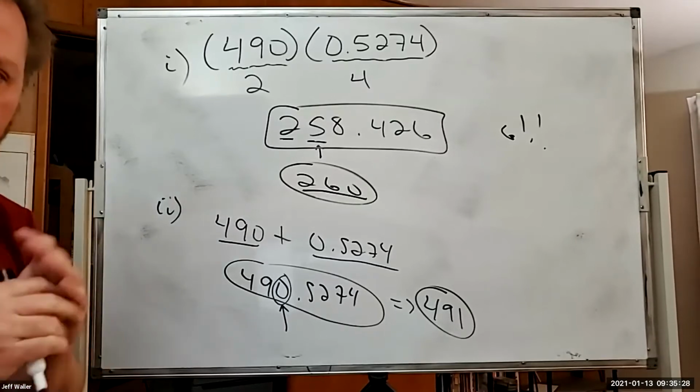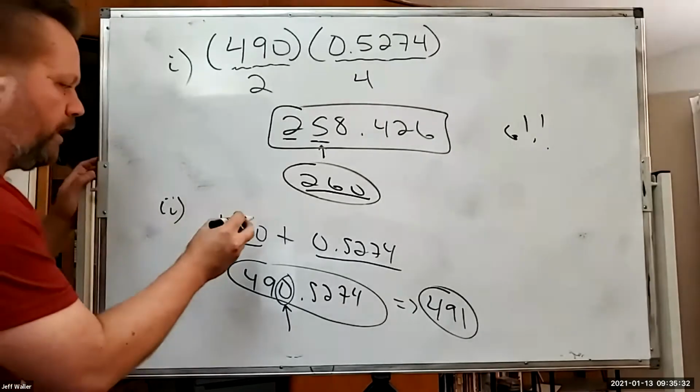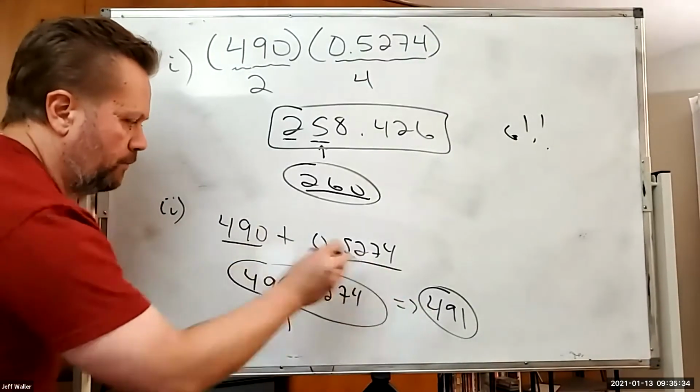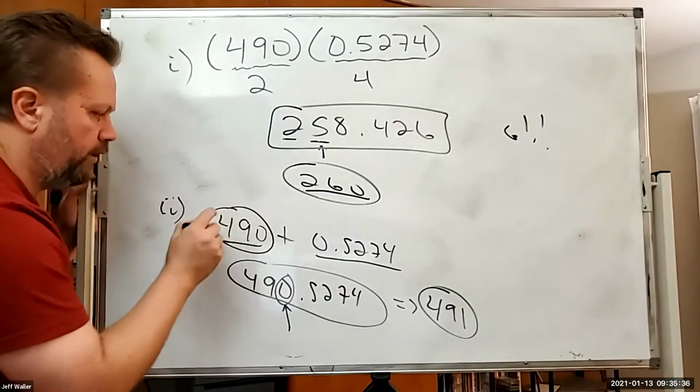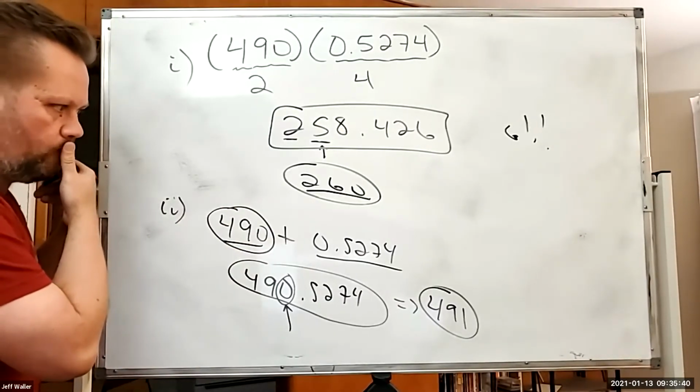You round it to, I'm sorry, you round it to where? The least, so it has the same number of decimal places as the one with the least decimal places. Okay, need to write that down.